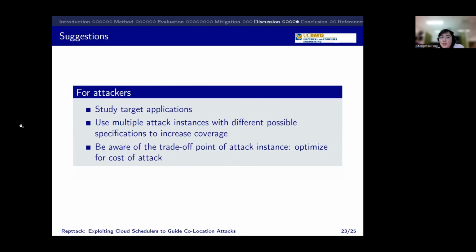For attackers, we suggest that the target application should be started and its execution pattern should be understood. During the step of achieving collocation, multiple attack instances with possible specifications can be used to increase coverage. However, the attackers should be aware of the trade-off point.